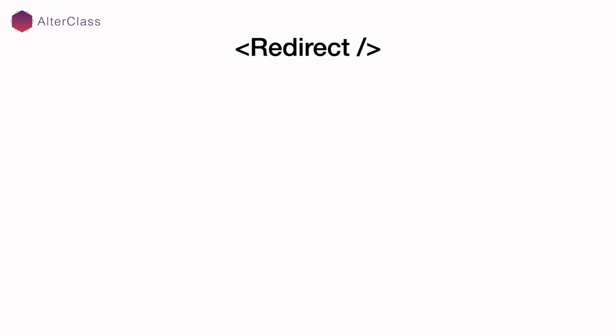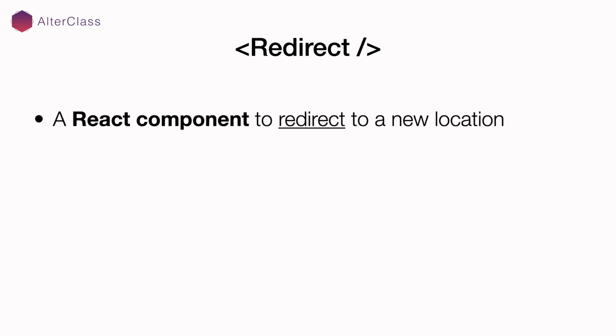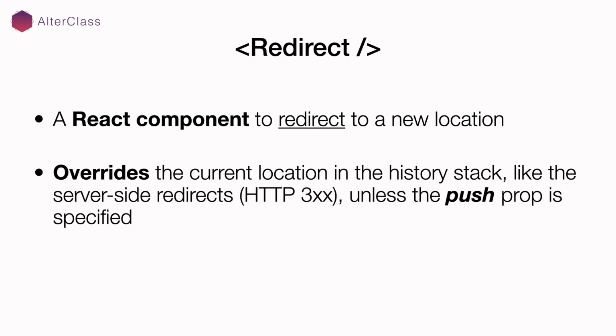When we need to redirect our user from one route to another, we can use the Redirect component from React Router. When we render this React component, it will navigate to a new location. In other words, the new location will override the current one in the history stack, like server-side redirects do, unless we set the push prop to true on the Redirect component.